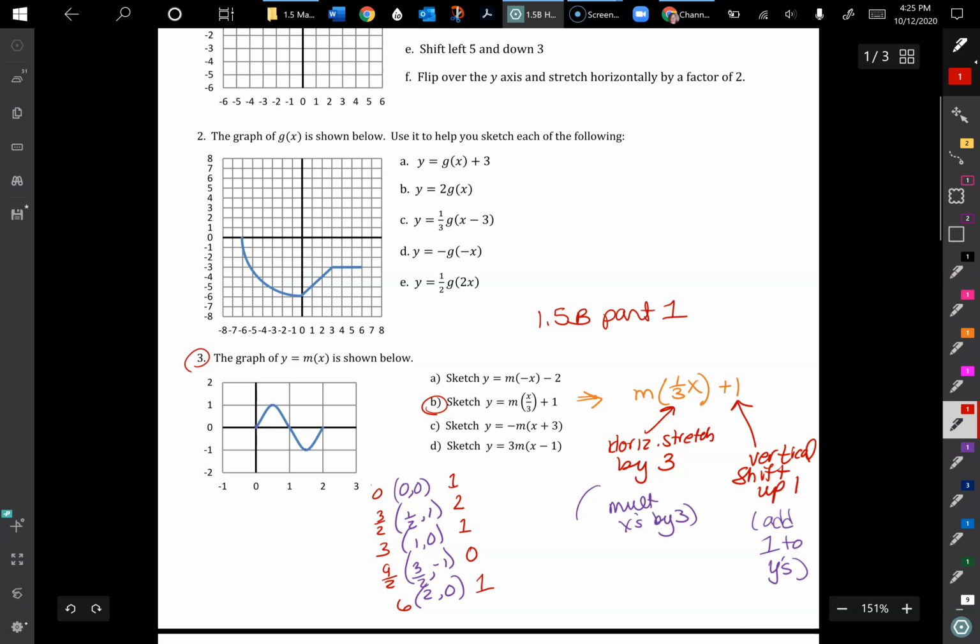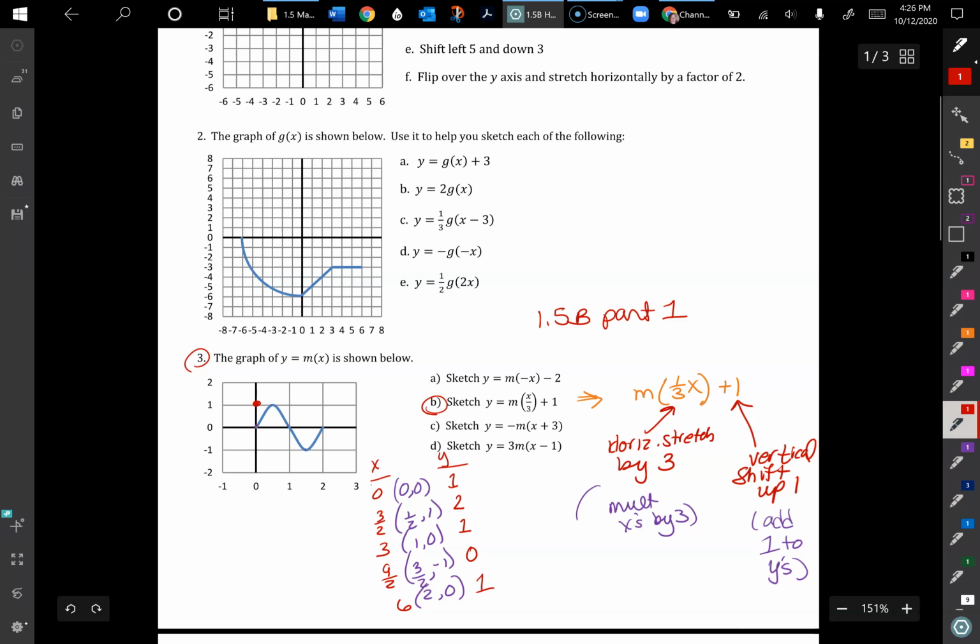So I'm going to go ahead and plot this. This is my new x and my new y. So I would have 0, 1. Really you can do it as you're working. Like I could say, okay, that's my original, right? I'm going to multiply by 3, which would still be 0, and then shift up 1. Okay.